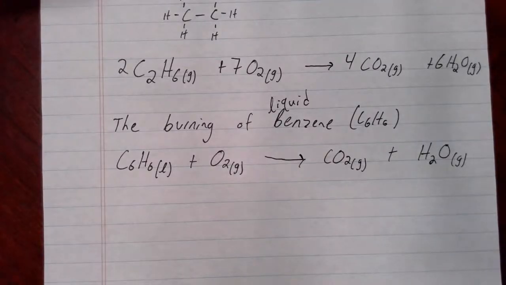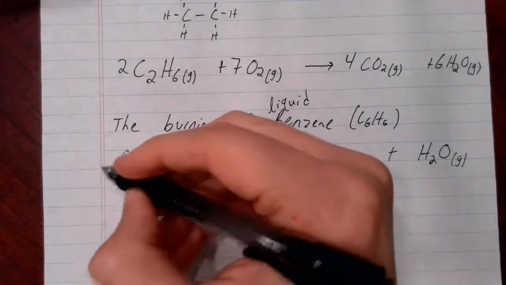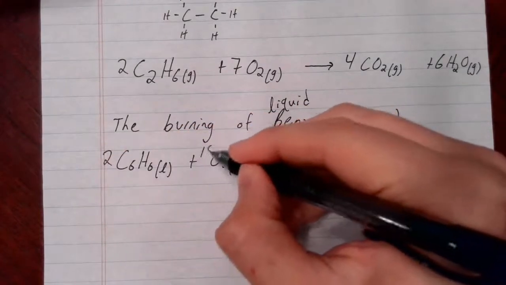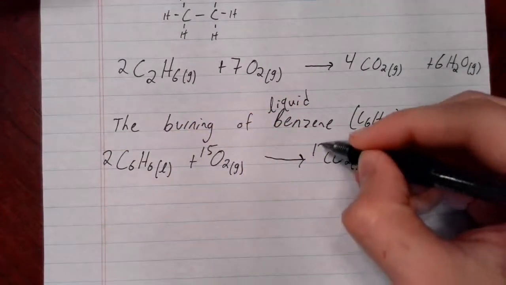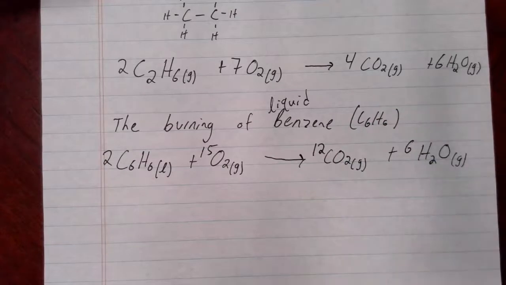This one is a little bit trickier to balance, so go ahead and take some time and try to get through this one. Okay, so when you do balance it, you get 2, 15, 12, and 6 as your coefficients. So go back and double check and make sure you're correct. Make sure these can't reduce. Okay, so 2, 15, 12, and 6 can't reduce.